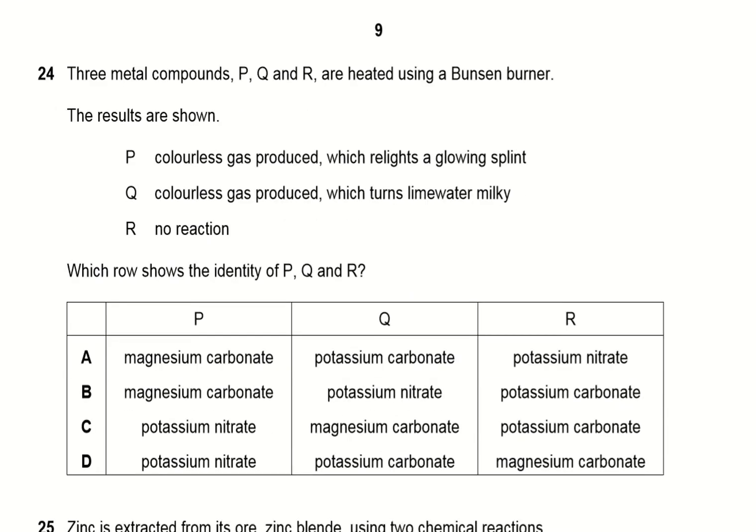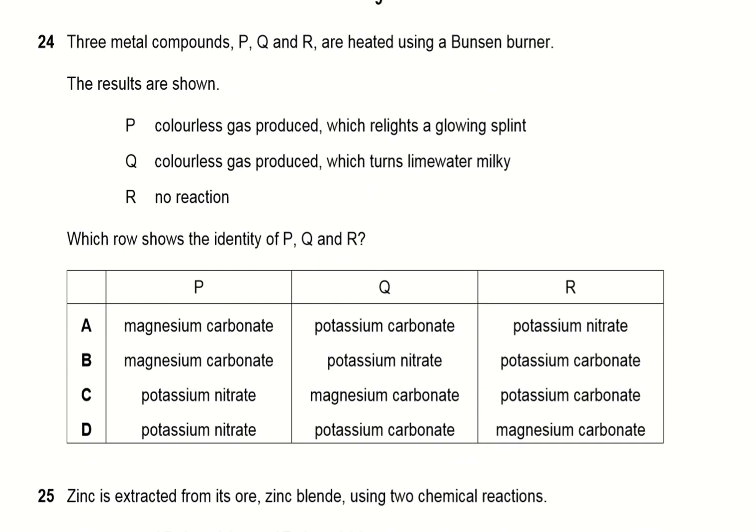Now 24. Question 24. Three metal compounds P, Q, R are heated using a Bunsen burner. So we have the results given here. Colorless gas produced which relights a glowing splint. So what gas does that? That's oxygen. The test for oxygen is that it rekindles a glowing splint. A colorless gas produced turns limewater milky. That's carbon dioxide. It turns limewater milky. R, no reaction. So which will represent P, Q, and R?